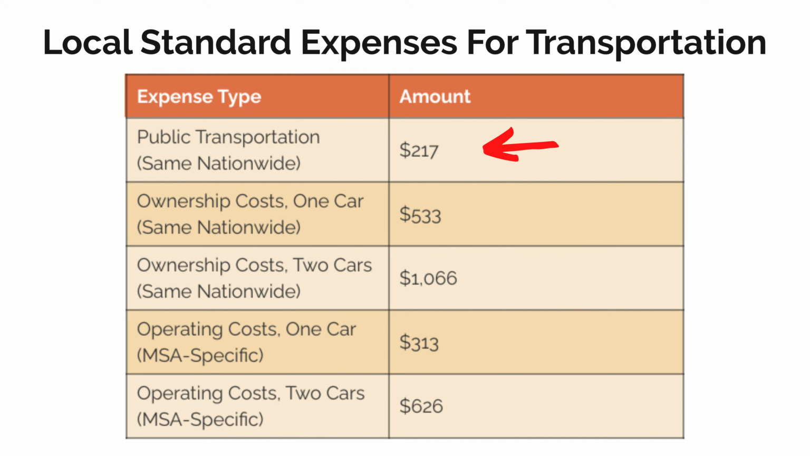So for 2021, the standard monthly expense for public transportation is $217. So if you spend at least $217 a month on public transportation, you'd put $217 on line 43 because that's the max. If you spend less, then you put the actual amount you actually spent.